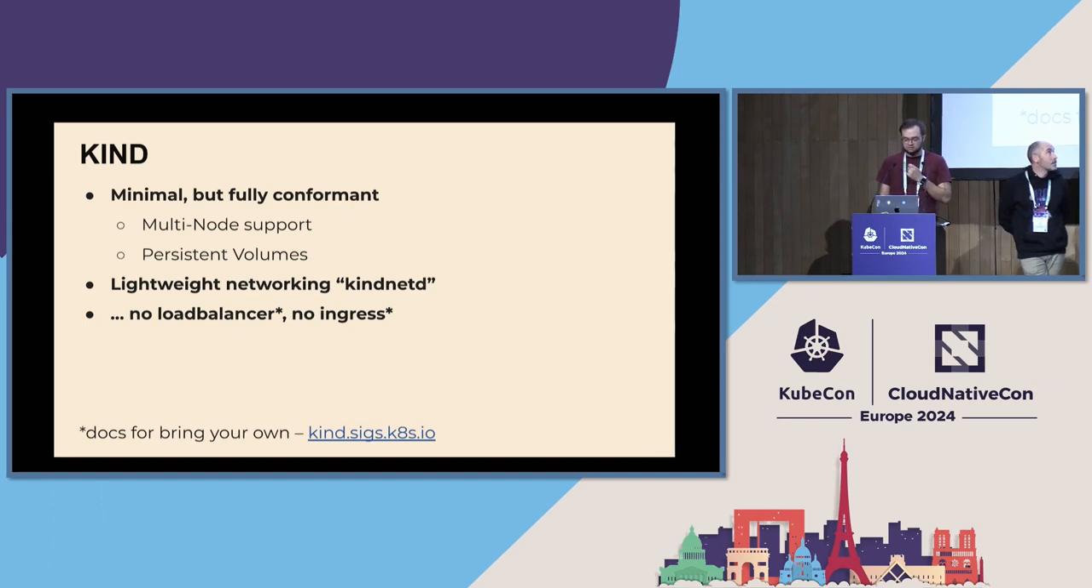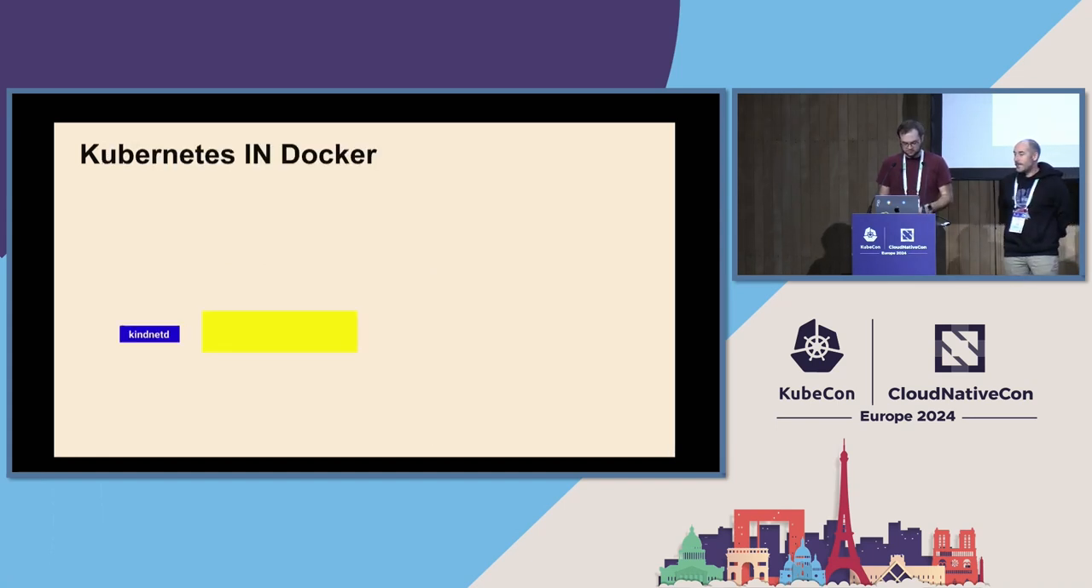We have a very, very minimal lightweight networking agent called KindNetD. It just ensures that pods are routable between nodes with the minimal, simplest CNI. There's no load balancer and no ingress. We have bring your own and some docs for that. So that's where the project is coming from.